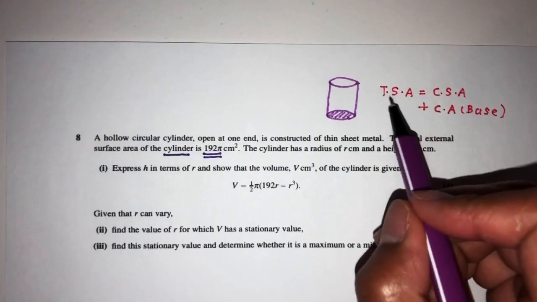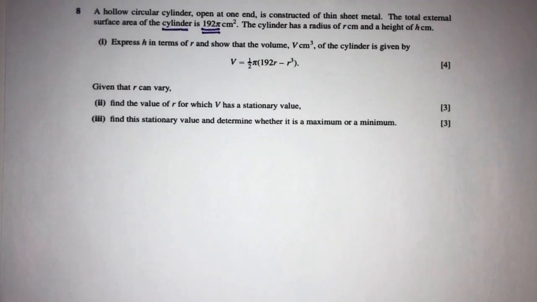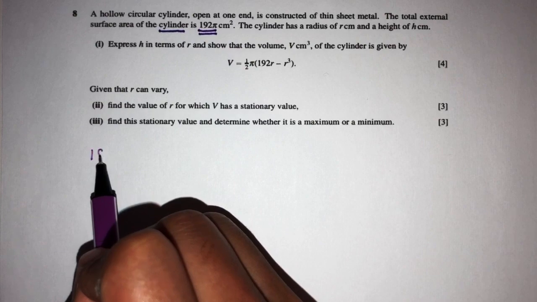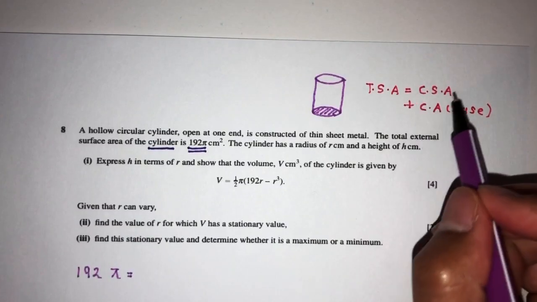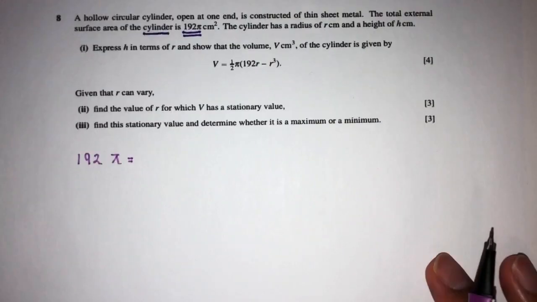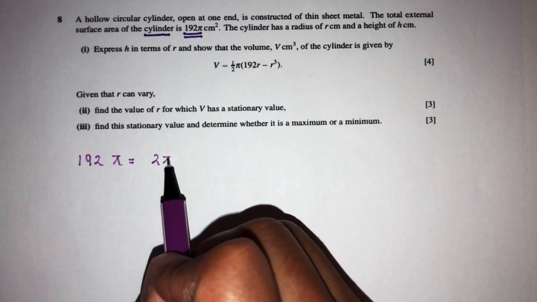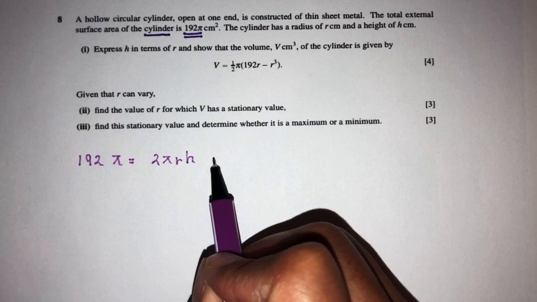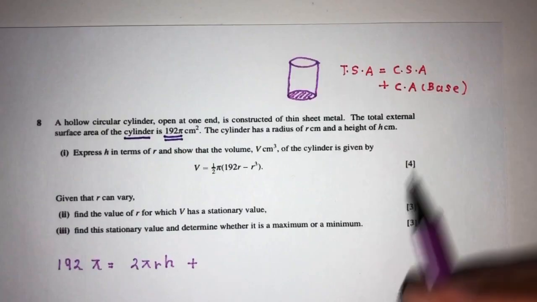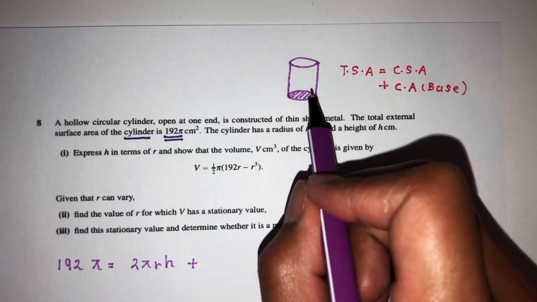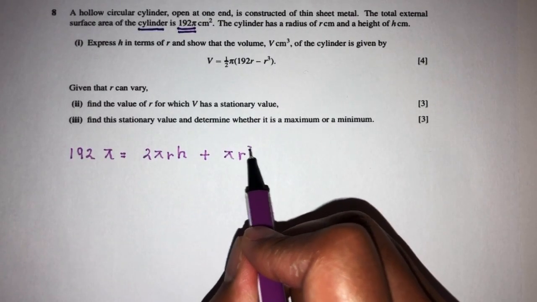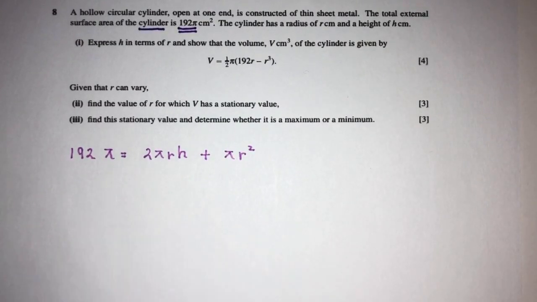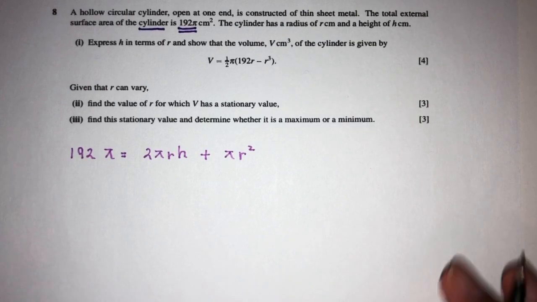So we know this is equal to 192 pi, given to you by the question. So let's write this down. We have 192 pi is equal to the curved surface area. We have to know this formula. That will be 2 pi rh, and then plus the area of the circle at the base. So area of a circle is pi r squared. So now we just have to replace and try to solve this step by step.